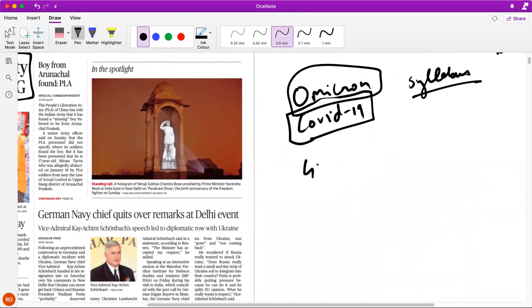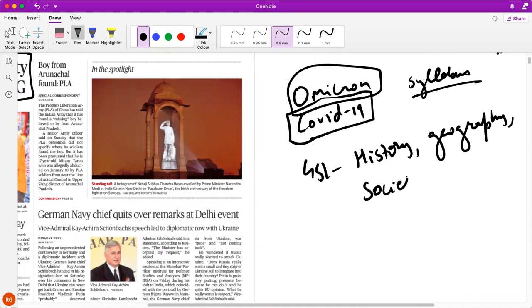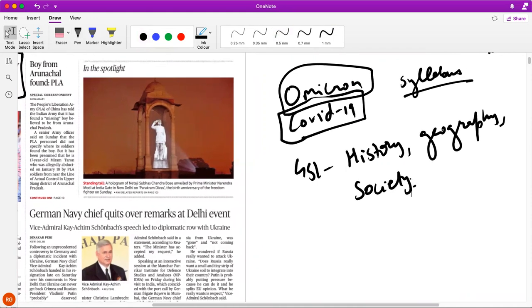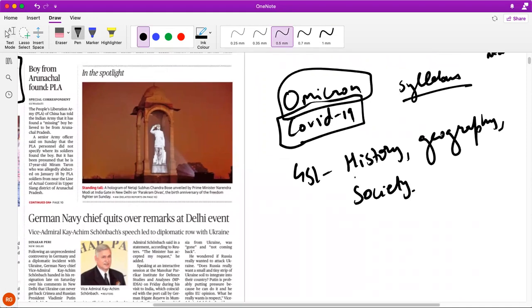So if we see GS1, we basically study history, geography, society. While reading the newspaper, you should be aware that with respect to history, what UPSC can ask is, see, COVID-19 is a pandemic, right? So UPSC can ask in which periods pandemics occurred in the past, and what were the causes for those pandemics. So this is one angle that you should be aware of.